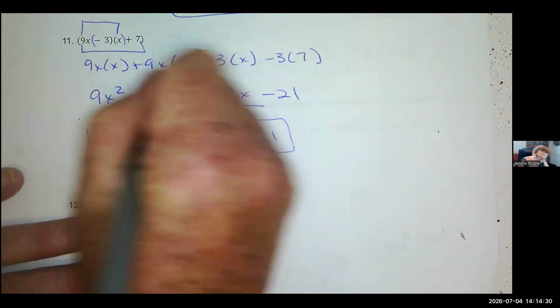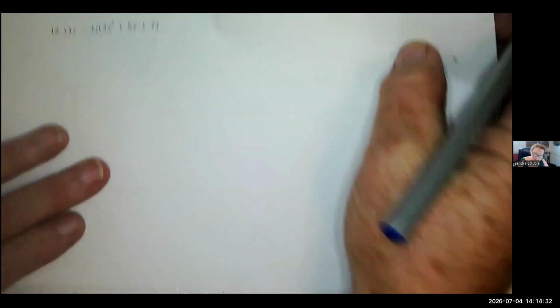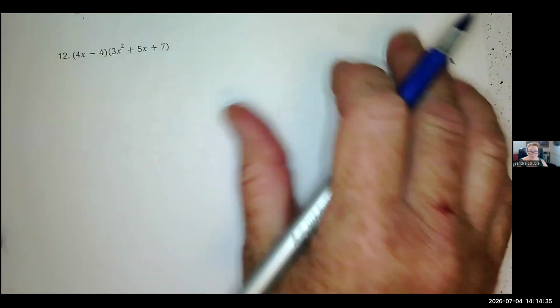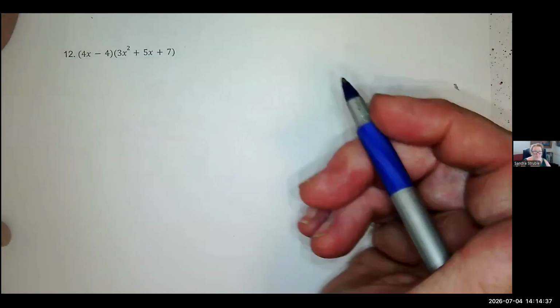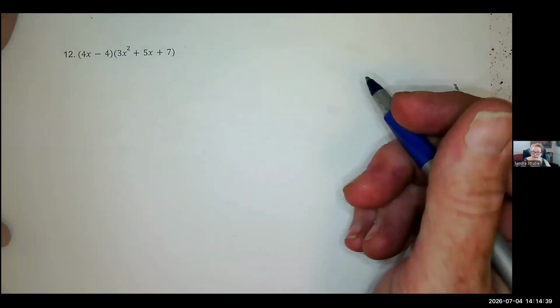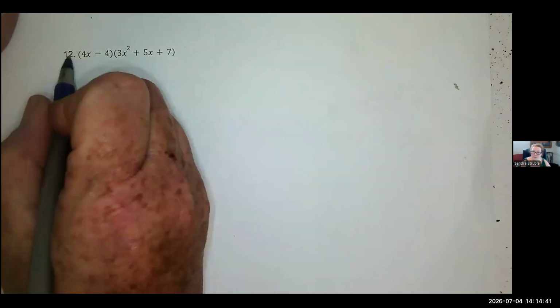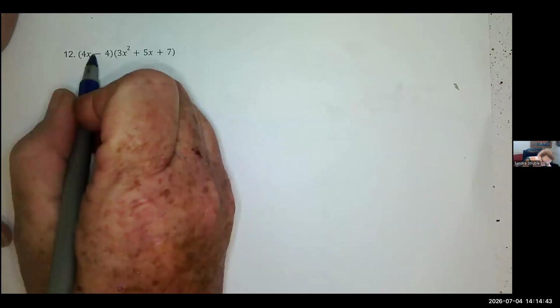Last one. Oh, okay. Binomial times a trinomial. It's best to distribute them, starting with the 4x times the trinomial, minus 4 times the trinomial. So 4x times the entire trinomial, minus 4 times the entire trinomial.